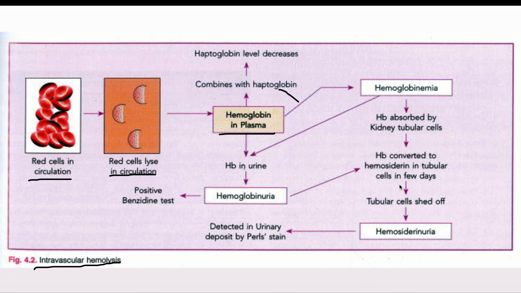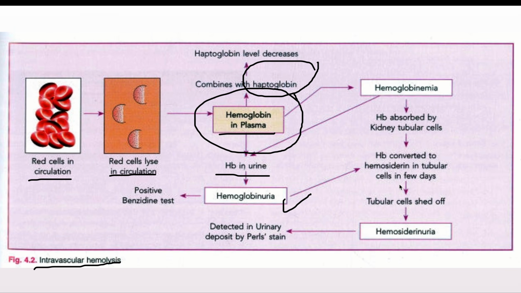Okay, if the hemoglobin is present in the plasma, it will also be excreted in the urine. This is known as hemoglobinuria. If hemoglobinuria is present, the benzidine test which we do is positive. Secondly, there is a protein known as haptoglobin. Haptoglobin is present in the plasma and combines with the hemoglobin, and the level of haptoglobin will decrease. In intravascular hemolysis, it is very important to note that the haptoglobin level decreases because the hemoglobin combines with it.